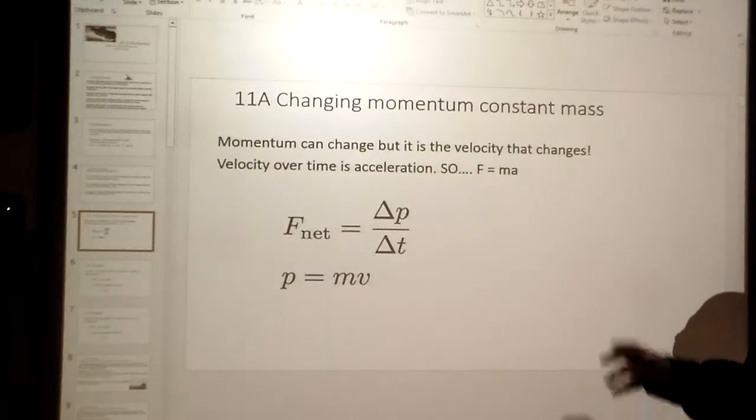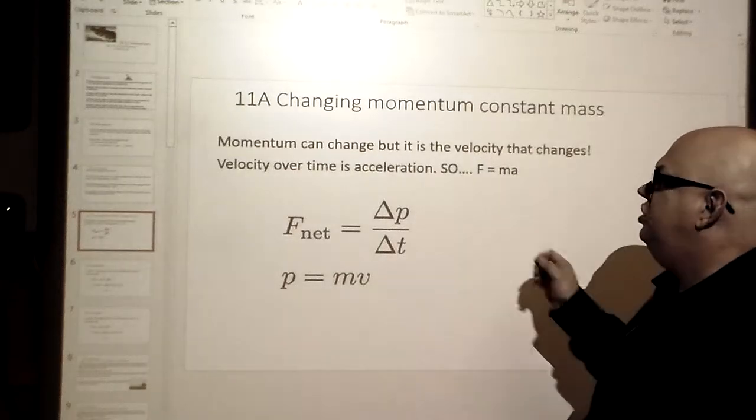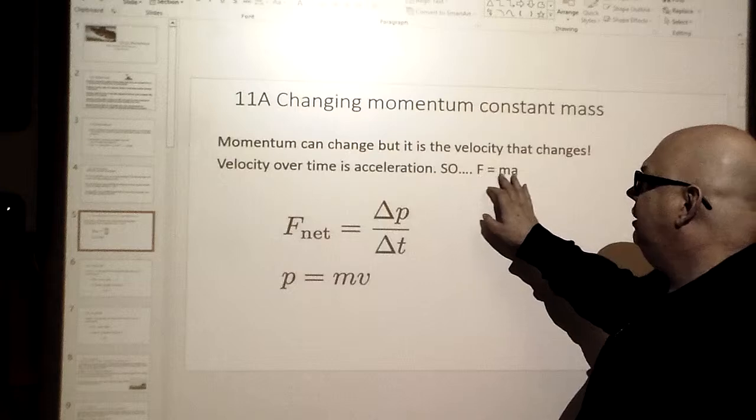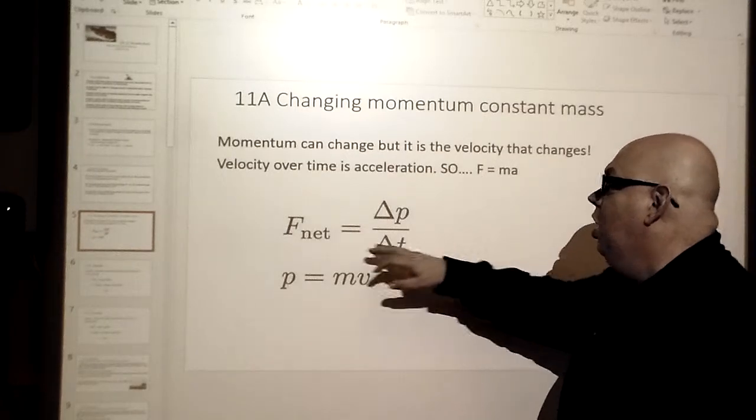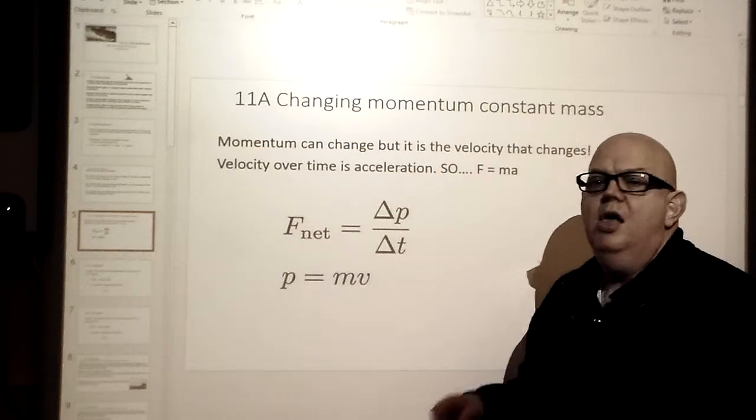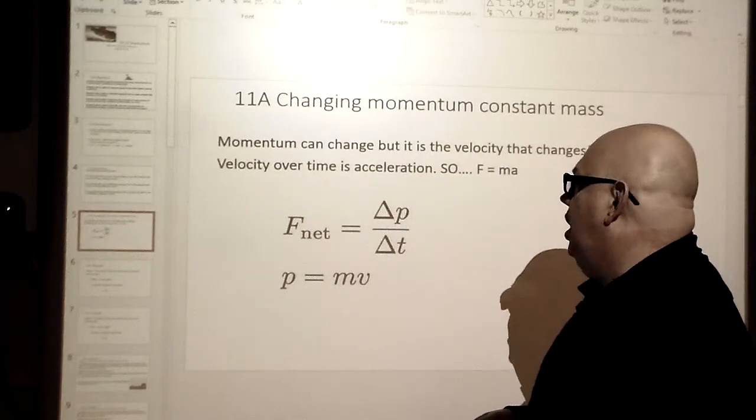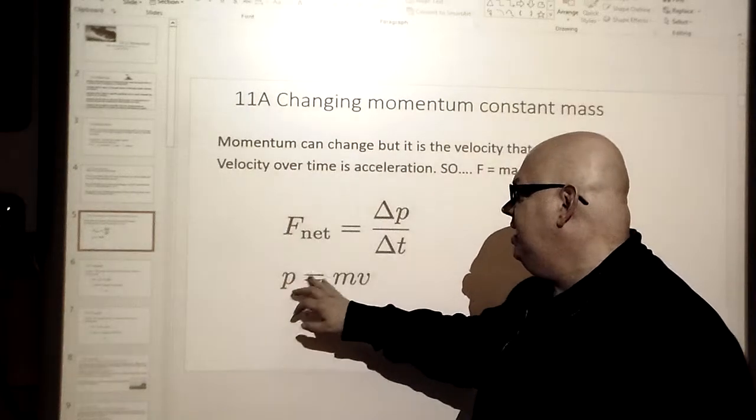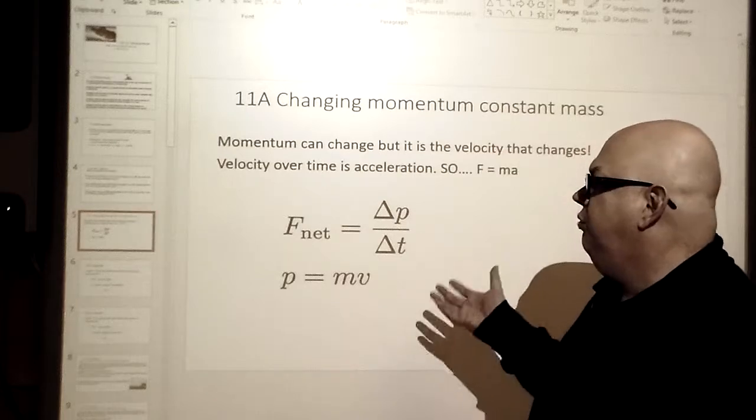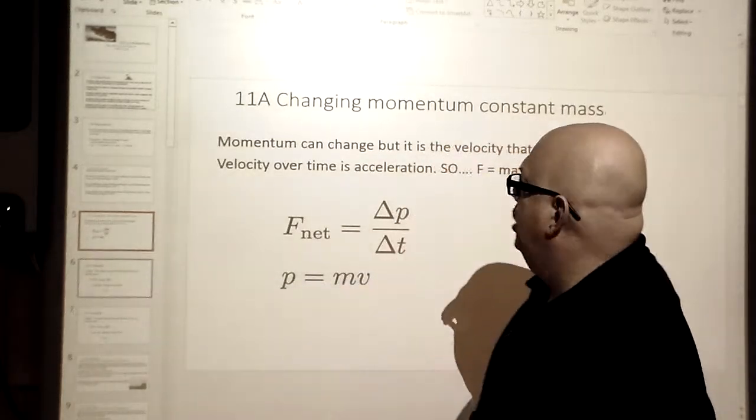So momentum can change, but it's the velocity that changes, and velocity over time is acceleration. So force is equal to mass times acceleration. Our net force is equal to the change in momentum over the change in time. This is how Newton described it. So P is equal to mass times velocity. That's how we prove that the formula for momentum is mass times velocity.